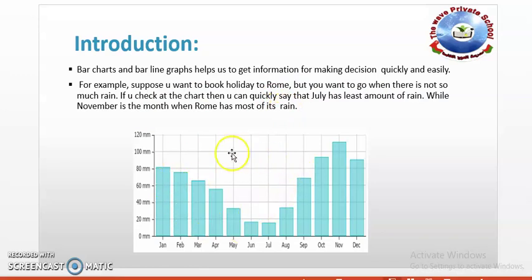This type of chart is called a bar chart or bar line graph. So just see this chart and find which month has the least amount of rain. Yes, July has the least amount of rain. And which month has the largest amount of rain? See, yes, November has the largest amount of rain. So by seeing this type of chart, you can make your decision about which month you want to go. Clear?